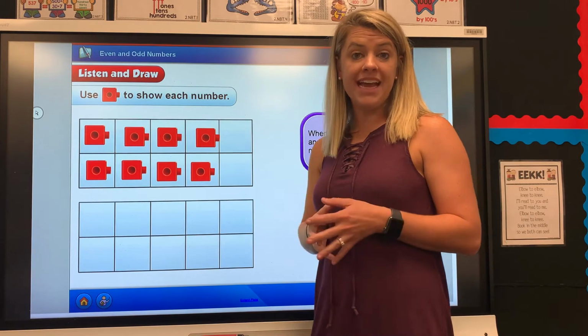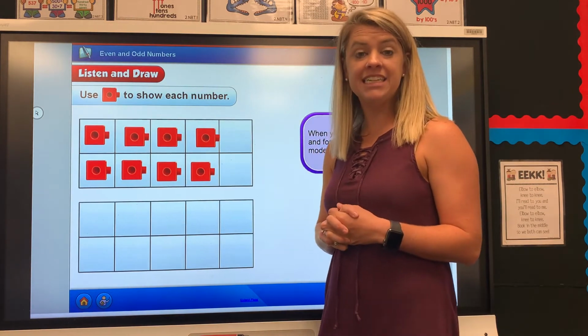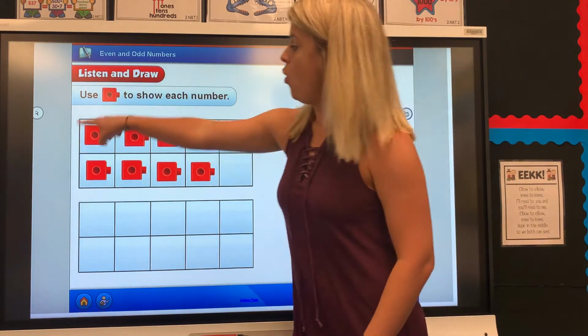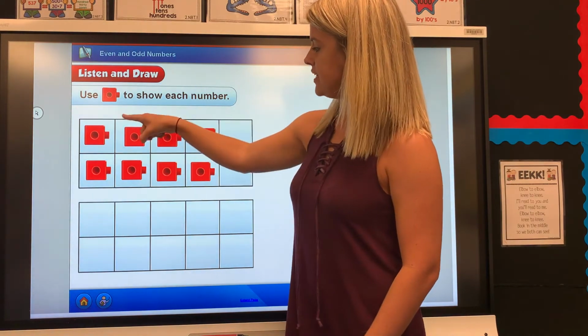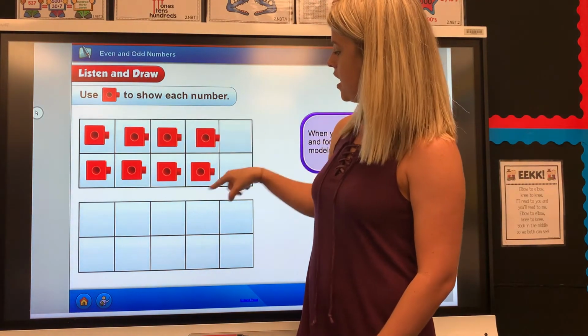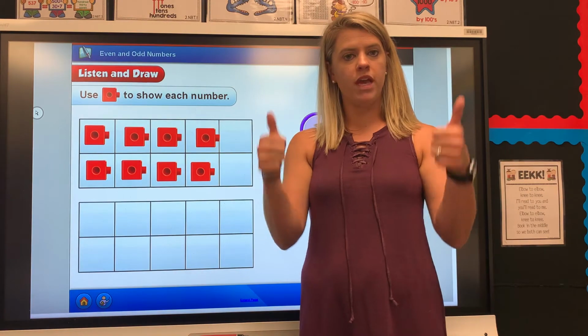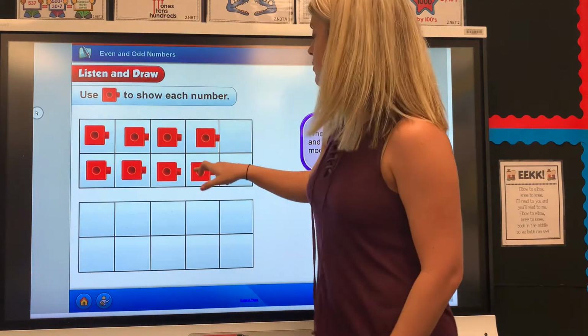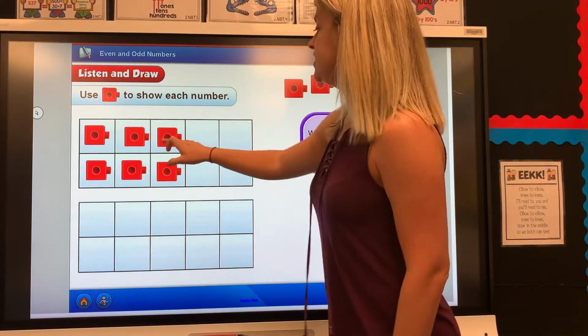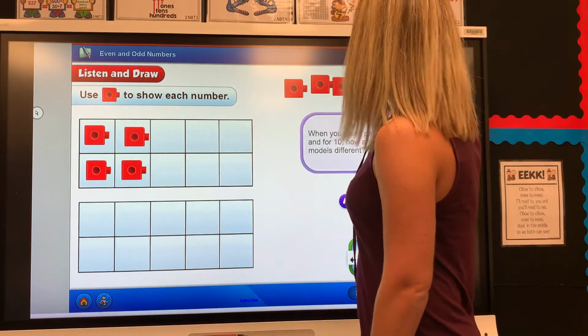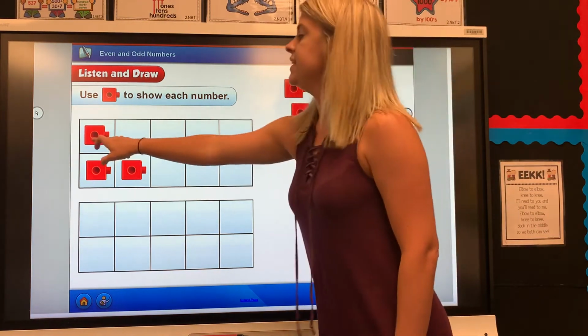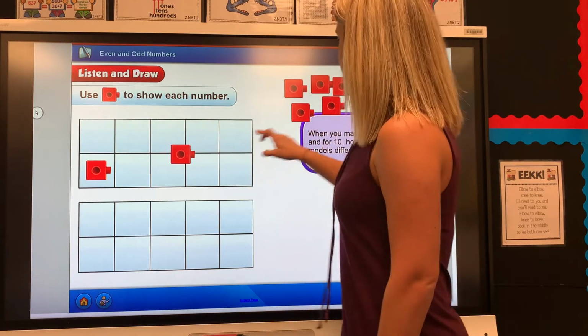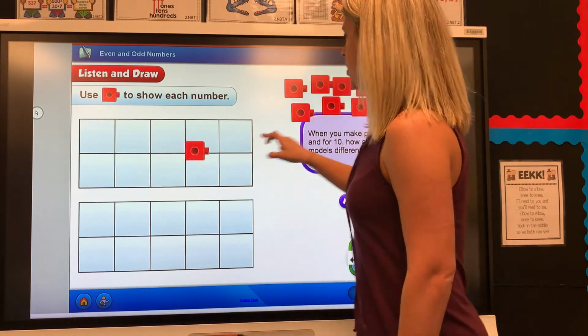Were we able to make pairs using 8 linking cubes? Let's see. That's a pair, that's a pair, that's a pair, and that's a pair. Yes, we were. All right, I want you to take all those linking cubes off, and we're gonna try it again with a different number. Okay, so clear your board.